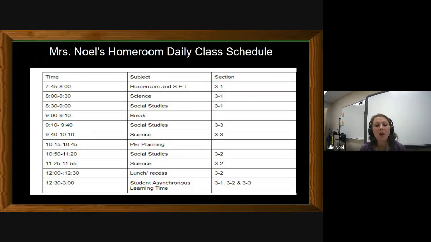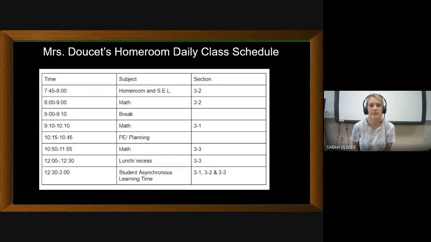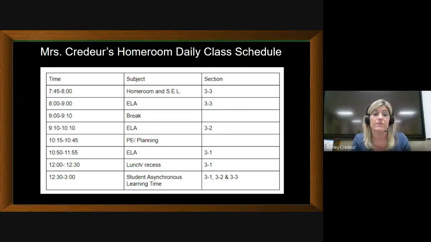This is my homeroom's daily class schedule that your child will follow during virtual learning. Time starts at 7:45. Okay, this is Miss Doucette's homeroom daily class schedule. Time also starts at 7:45. This is Ms. Cradair's homeroom daily class schedule. Starting at 7:45, this is the schedule your child will follow throughout the day for virtual learning.